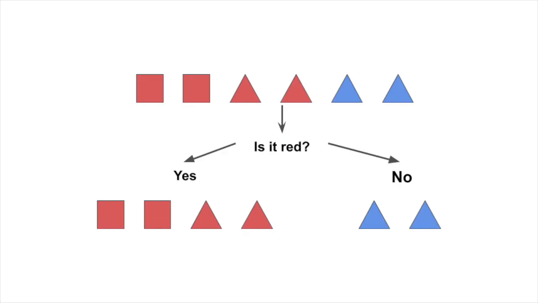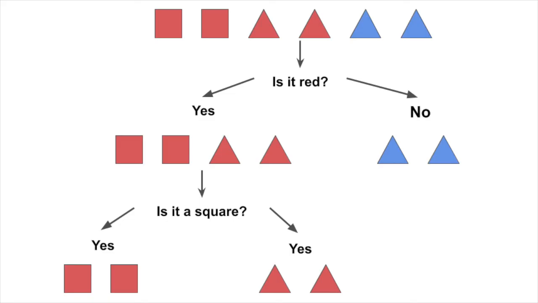A node is where a data set splits in 2. Whatever meets the criteria goes into the yes category, and whatever doesn't meet the criteria goes into the no category. So in this scenario, both of the squares will go into the yes category, as well as 2 of the triangles. However, the 2 blue triangles will go into the no category. So now in our yes category, we have 2 red squares and 2 red triangles.